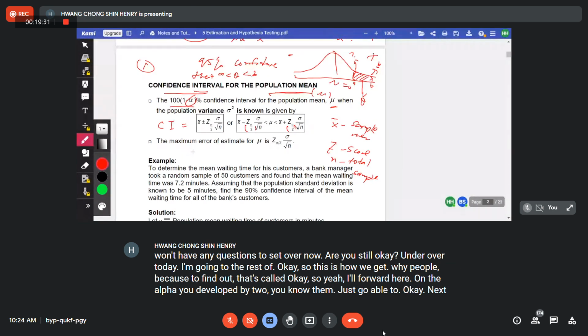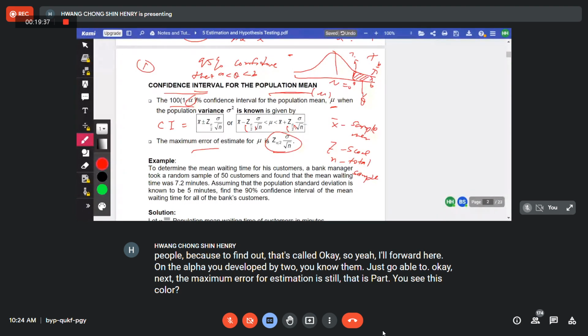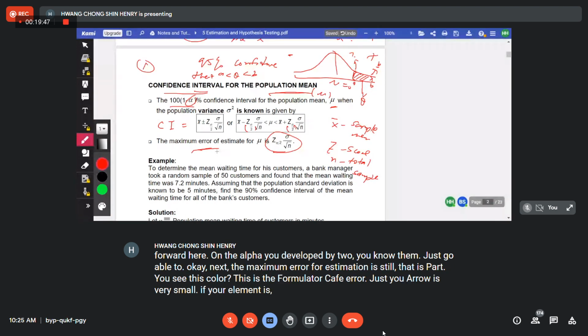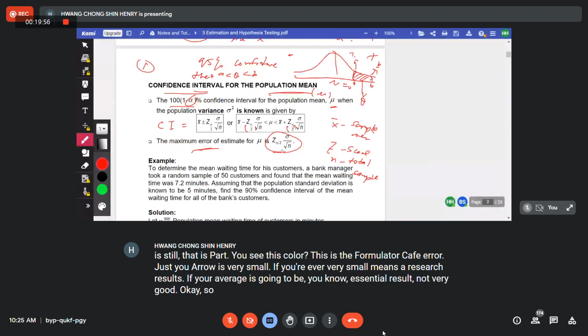Okay, next, the maximum error for estimation is given by this part. You see this part? This is the formula to calculate error. Those who do research will need this to make sure their error is very small. If your error is very small, it means your research result is good. If your error is very big, your research result is not very good. So this one you leave to the researcher.